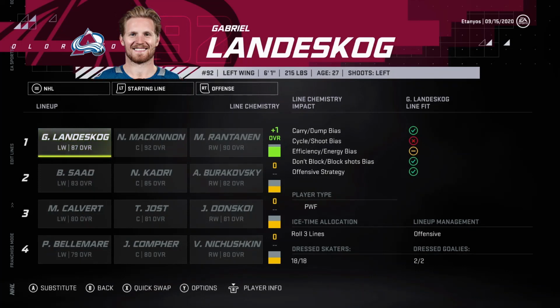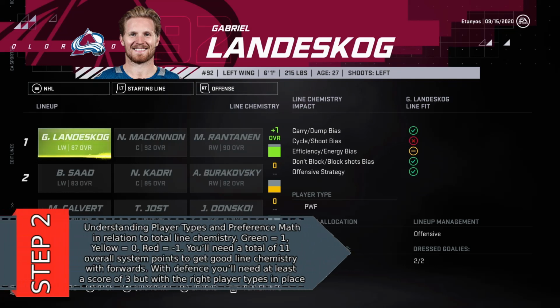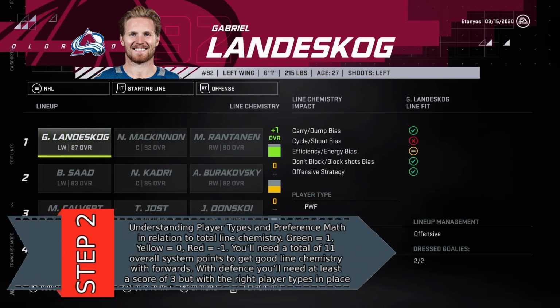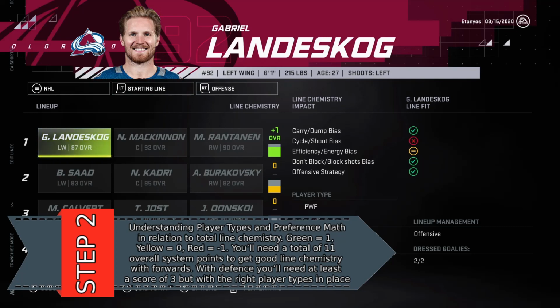Anyways, moving on to the second step of this tutorial. So understanding your player types and how total lines are going to line up. When you're looking at forwards, there will be a little card or a little graphic on the screen right now, but you're going to have green, yellow, or red, as you can see on Landeskog here, for your chemistry check marks or just averages or negative.